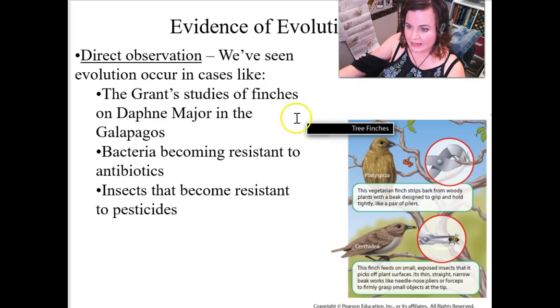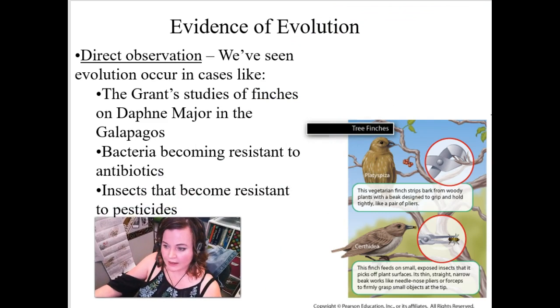And that is a number of different studies that have shown us how organisms can adapt and change when there is an environmental pressure. The Grant study of finches in the Galapagos Islands was a study that was done in the 1970s, and it showed how certain environmental pressures, in this case I think it was a drought, actually caused the beak shape and size of finches to change.